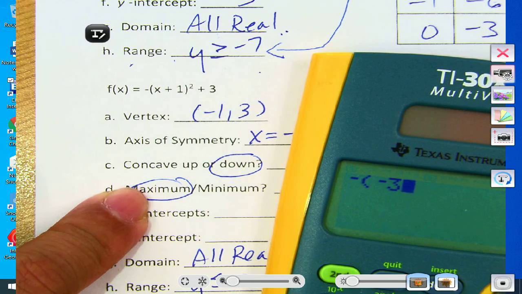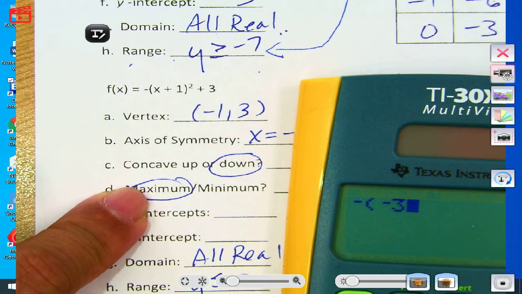No, this has to cross the y-axis. So even if when you draw it, it doesn't cross the y-axis, just plug in 0 for x and that'll give you the y-intercept.